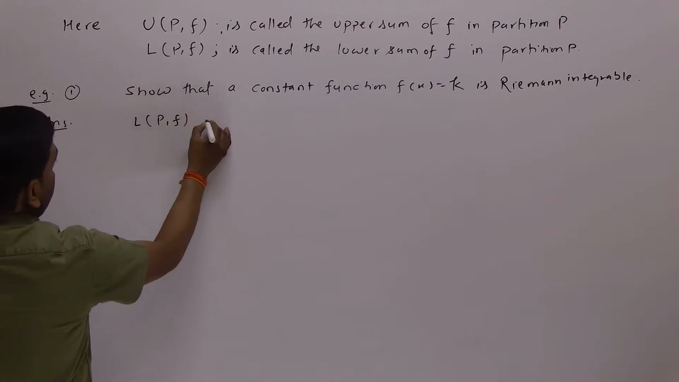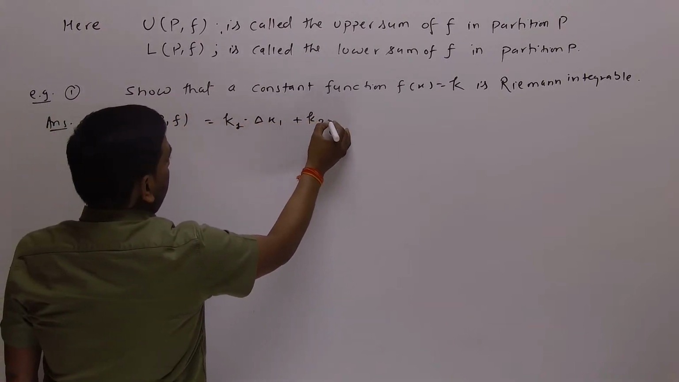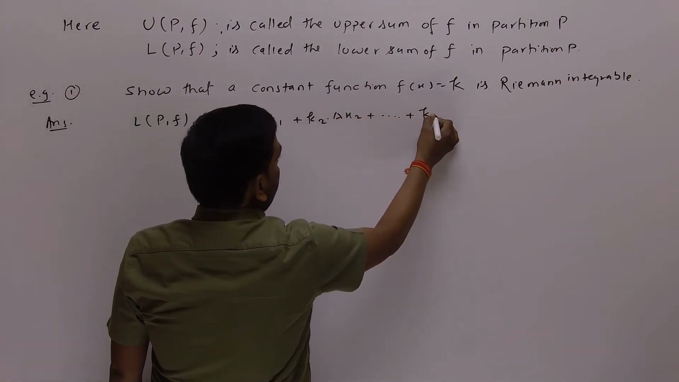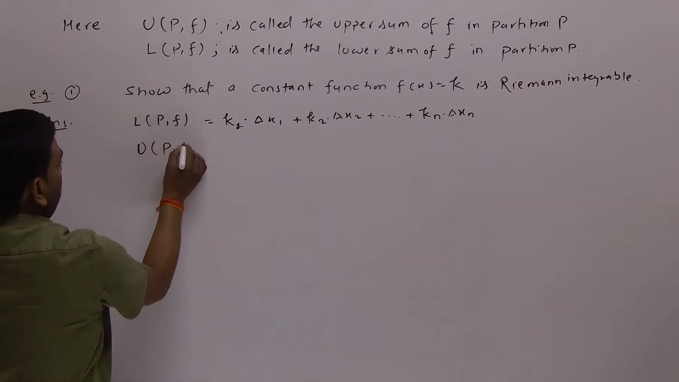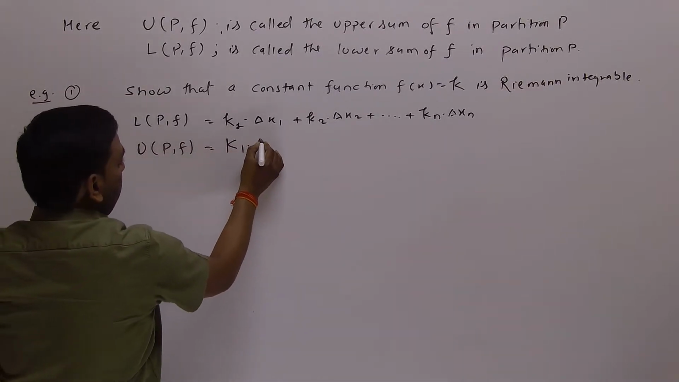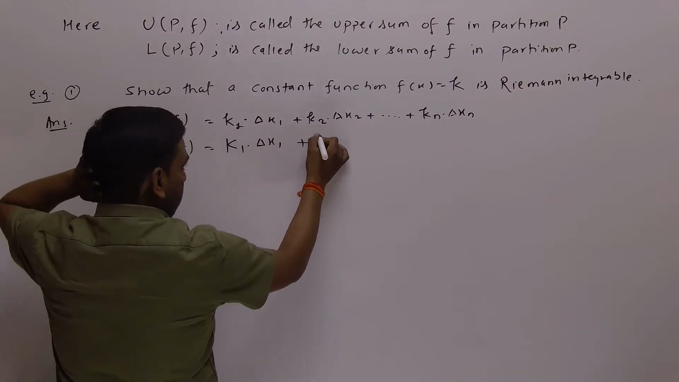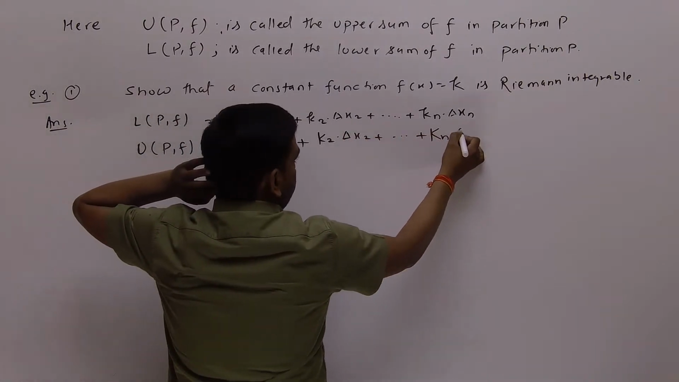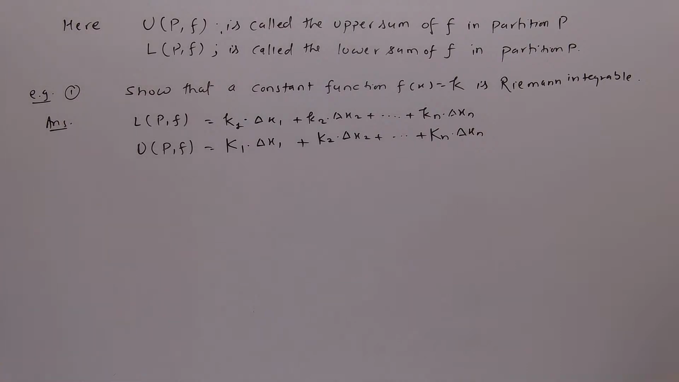So if you call it the lower sum, this will be small k1 into delta x1 plus small k2 into delta x2 plus small kn into delta xn. If you talk about the upper sum, let's say k1 is the upper bound in the subinterval with the length delta x1, k2, and that is kn.